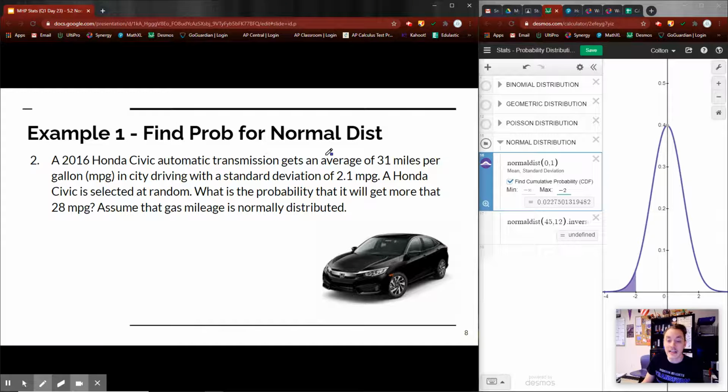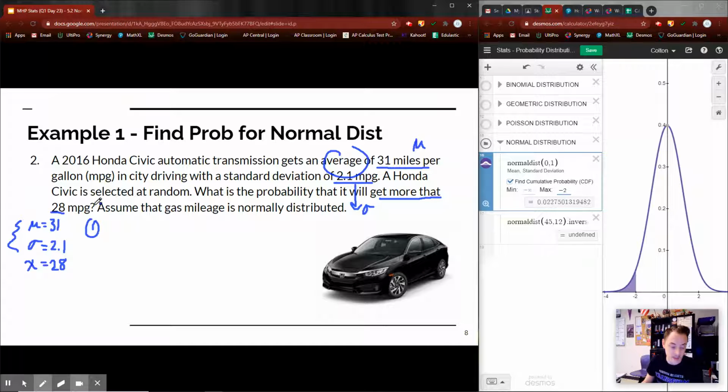Automatic transmission gets an average of 31 miles per gallon in the city, driving with a standard deviation of 2.1 miles per gallon. So automatically, this is on average, so this is my mean. And this 2.1 right here is my standard deviation. So off to the side: my mean is 31, my standard deviation is 2.1. And then what's my x? What is the probability that you'll get more than 28? So my x is going to be 28.